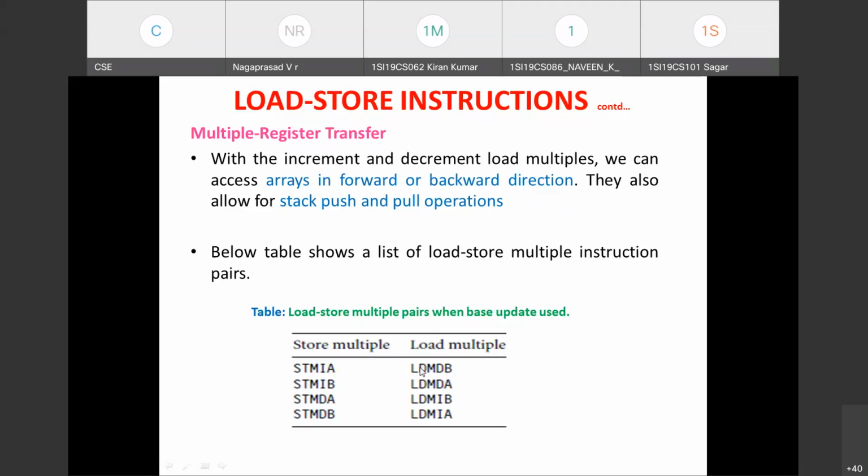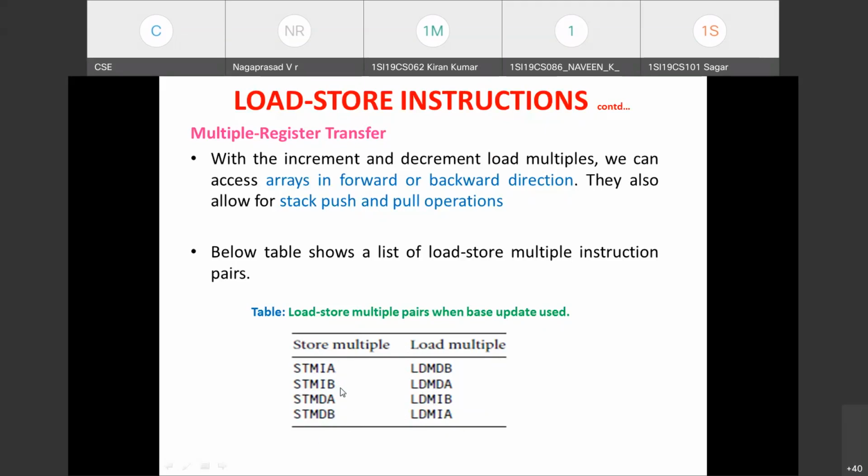With an example I'll illustrate. For the time being, just know the load store multiple instruction pairs which you can use for saving and restoring the context. So STMIA, the paired LDM instruction is LDMDB. STMIB, the paired instruction is LDMDA. STMDA, the paired instruction is LDMIB. STMDB, the paired instruction is LDMIA. It is easy to remember. Try to analyze here: IA, DB, IB, DA. We're replacing I with D and D with I. Similarly, A with B and B with A.